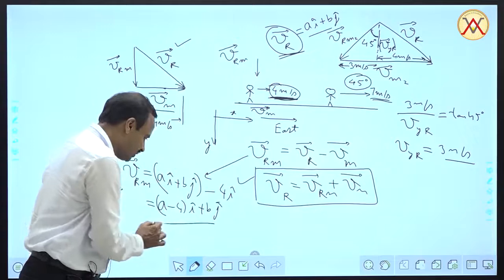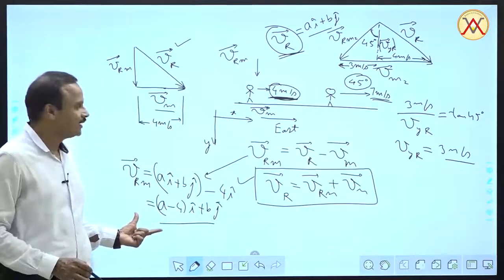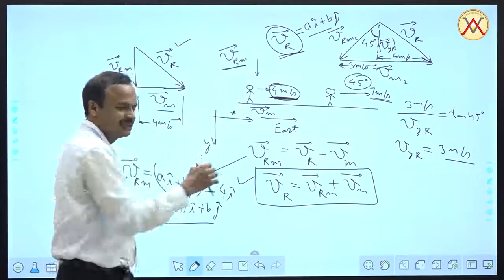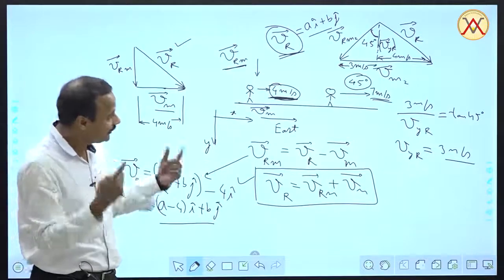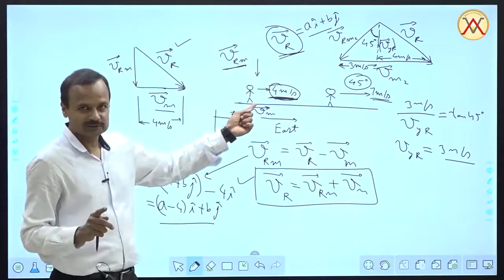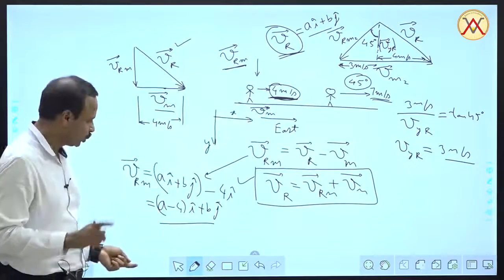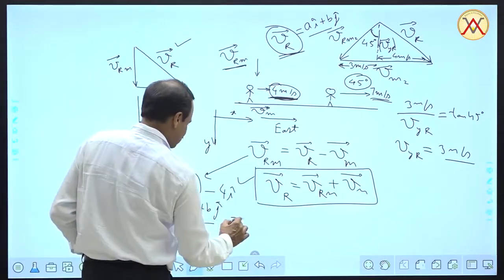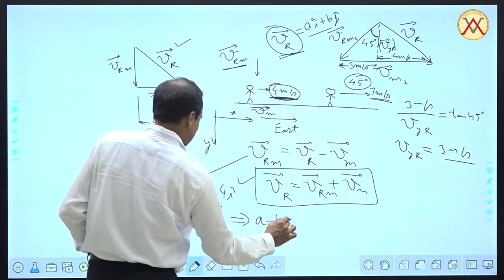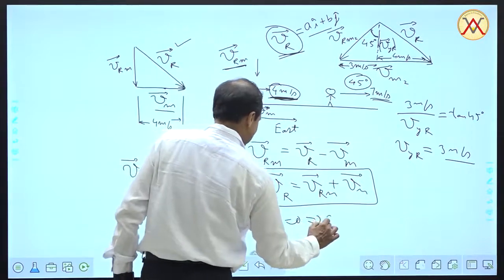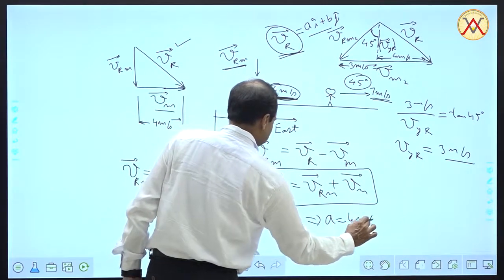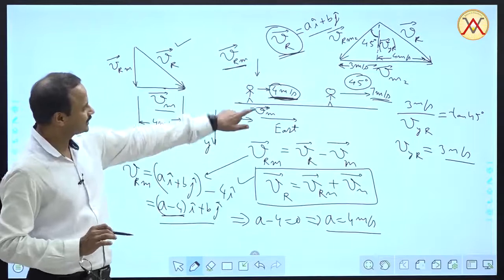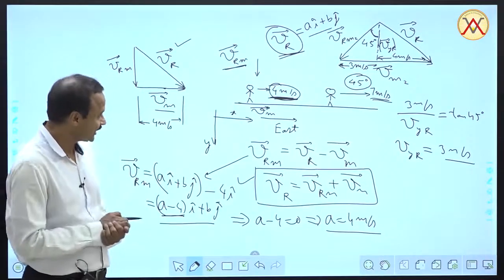Now what information do I have about this vector? I know its direction. The question says that in the first case the rain appears to fall vertically to this person. So the VRM vector in the first case is vertical. Vertical means its x component should be 0. So x component 0 means A minus 4 equals 0. It tells us A is equal to 4 meters per second. So we have got the horizontal component of velocity of this person as 4 meters per second.